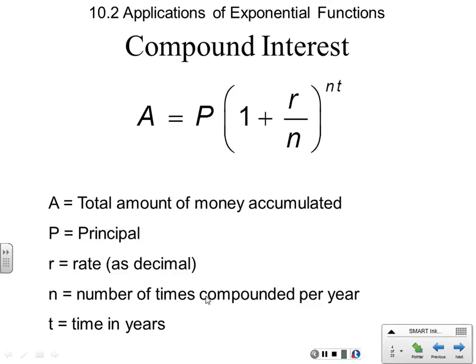So in other words, if the bank tells you this is going to compound quarterly, how many times per year would that be? 4. If it says it's going to compound monthly, how many times would that be? 12. Okay. And then T is for how many years. So let's say that you're going to invest $300 at a rate of 5% for 5 years, compounded bi-yearly. Twice a year for how many years? Okay. So that's how you're going to plug this in.